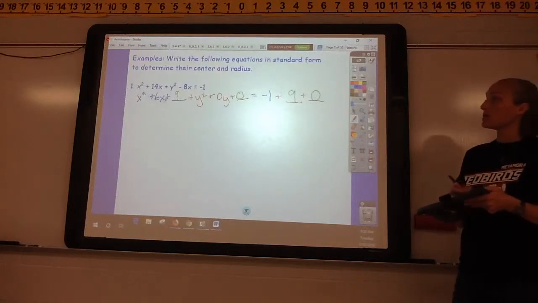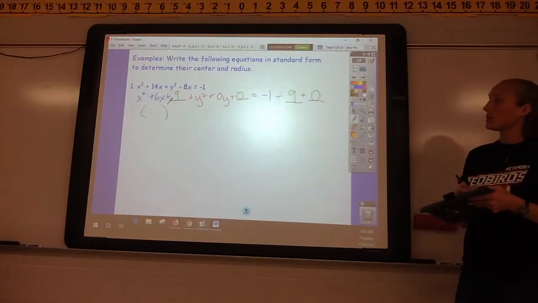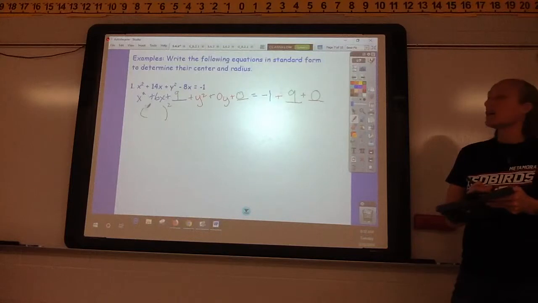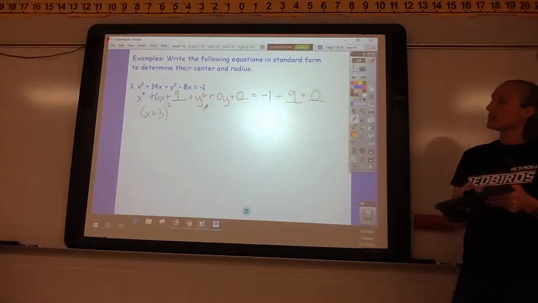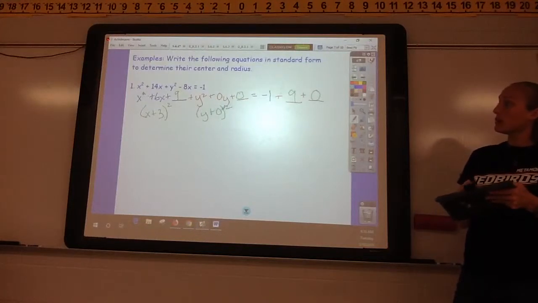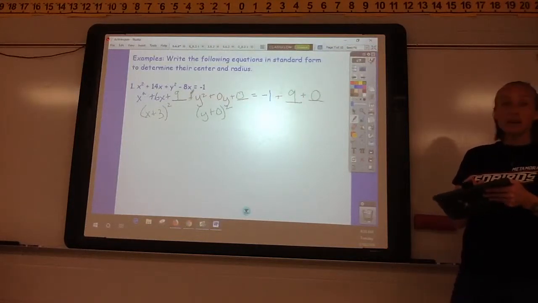This blue problem is going to be written as what squared? X plus 3. Good. See, we're catching on. Got it? X plus 3 squared. This red problem is going to be written as what? It would be y plus 0. Now again, we're going to skip some steps in a little bit on something like this, but it's y plus 0 squared. There's a plus sign in the middle of these two, so we can put a plus sign in the middle of those two.